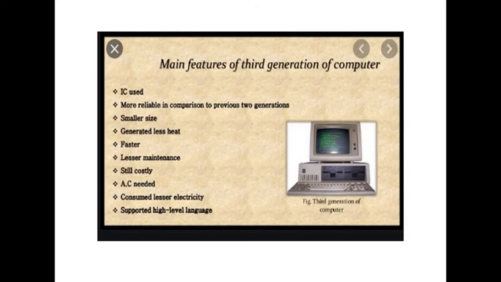These computers also generated less heat, are much faster than the previous generations. The maintenance cost has also reduced, but still costly, so that everybody cannot afford. But still, AC was needed to keep such kind of computers, because yes, such kind of computers do generate more heat, and the power consumption was less.